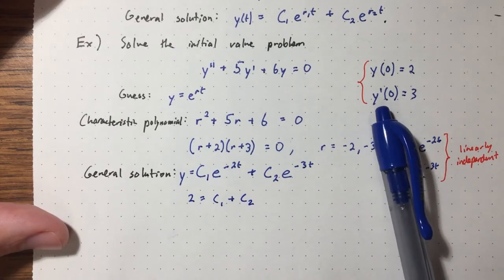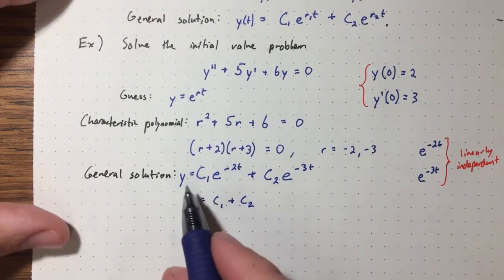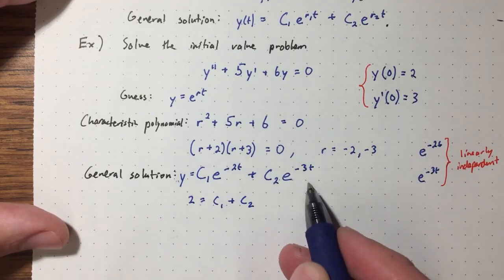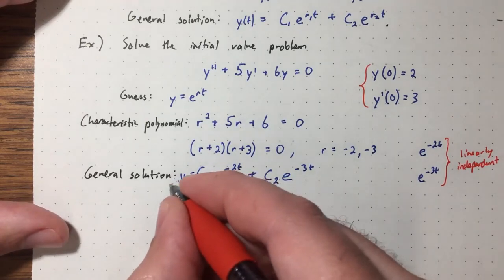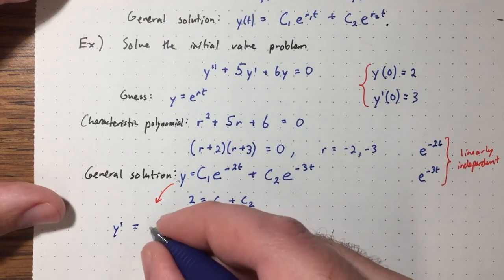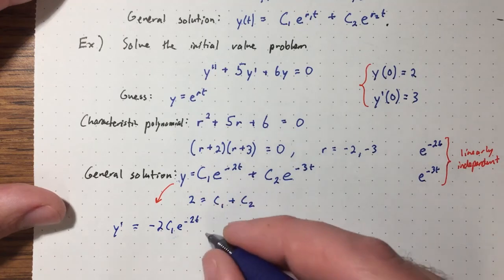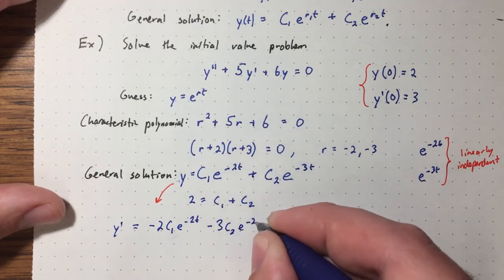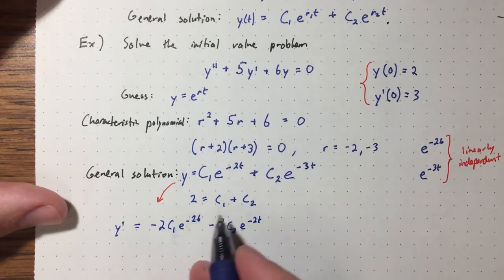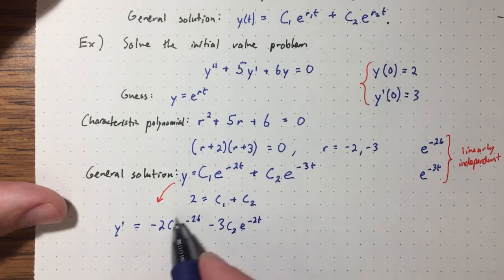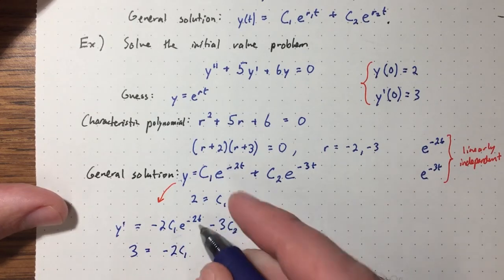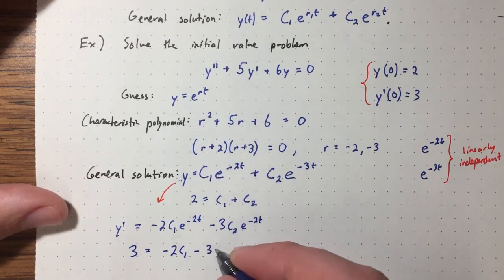How do I plug in the second one? Well, that's not too bad. We have what y equals, so we can actually take the derivative of y. So y prime is going to equal -2c1 e to the -2t minus 3c2 e to the -3t. And then we can plug in the second initial condition. Let's plug in 0 for t, and we get 3 equals negative 2c1 minus 3c2.